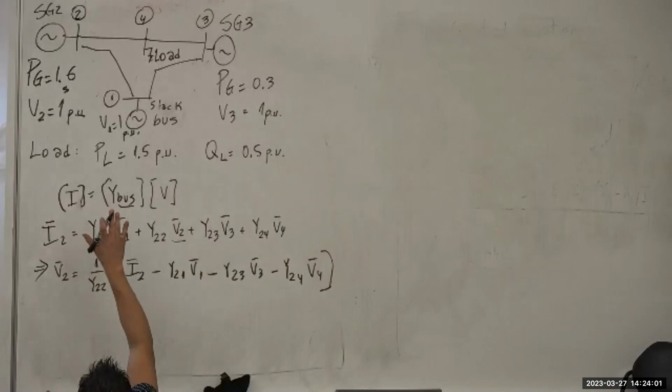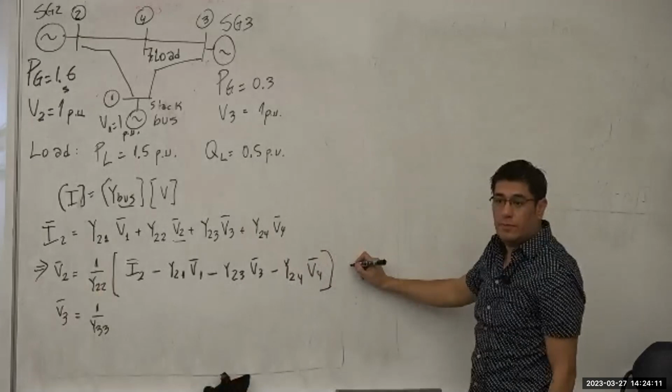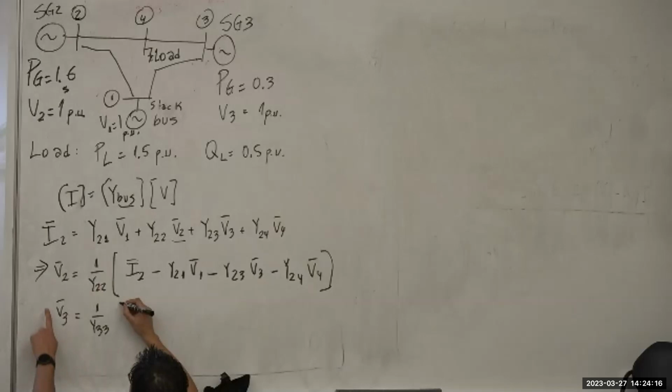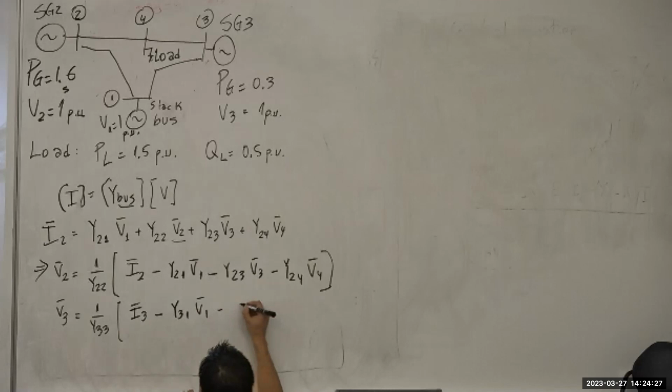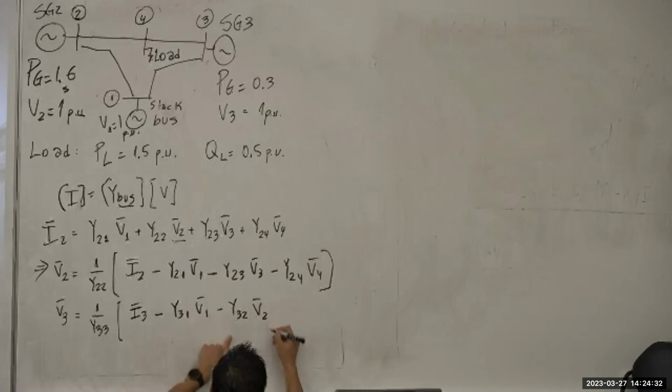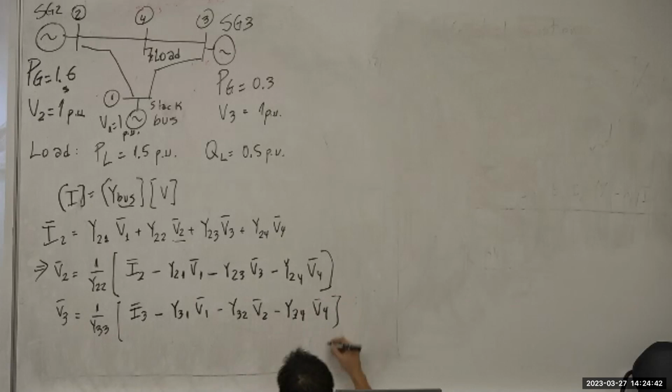Let's write it down, V3. Do you remember this equation or not? This one, the first one. Are you familiar with this? Yeah? Okay, then the equation for V3 should be easy. We just write a similar expression here. It's Y 3-1 V1, Y 3-2 for the admittance, V2. V3, we skip that one. But then we have Y 3-4 V4. And the last one is for V4.